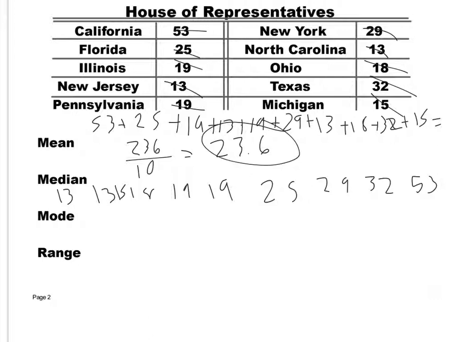Now I know there's 10 numbers here. So I'm going to go halfway. So 1, 2, 3, 4, 5. 1, 2, 3, 4, 5. So these are my two numbers right here. Okay. What is the average of 19 plus 19 divided by 2? What is it?